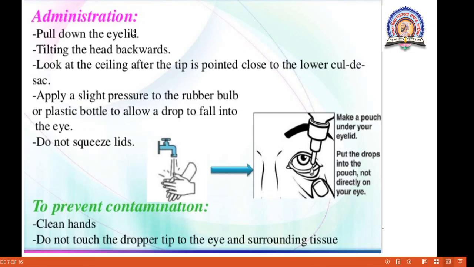Okay. Pull down the eyelid, tilting the head backward. Look at the ceiling after the tip is pointed close to the cap, lower pouch. Apply the slight pressure to the rubber bulb or the plastic bottle to allow the drop to fall into the eyes. Do not squeeze the lids. Okay, do not touch that lid into the eye. Do not squeeze the lid also. Okay, so it is very simple. So administration of eye drop into our eye.